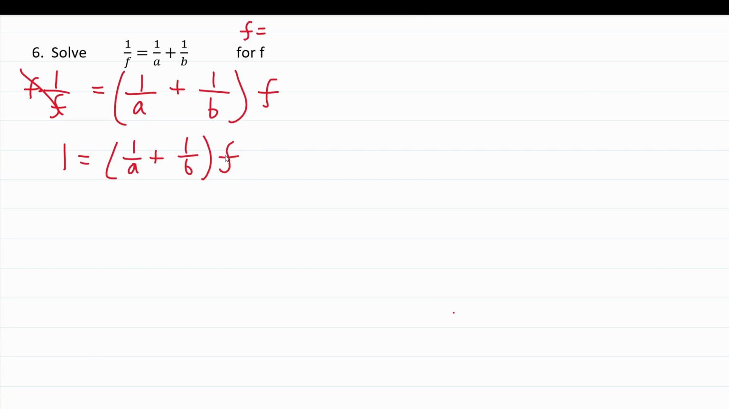All right, now I'm going to take this f and distribute it here and here. So this becomes 1 equals 1 over a times f. Let me work this off to the side so you don't get confused as to how to do that. You have 1 over a times f. That is to say, we're multiplying a fraction by a whole number. In order to multiply fractions, we're going to rewrite this one as a fraction by placing it over 1, and then we multiply straight across. So this becomes 1 times f, which is just f, over 1 times a, which is a. So this becomes f over a.